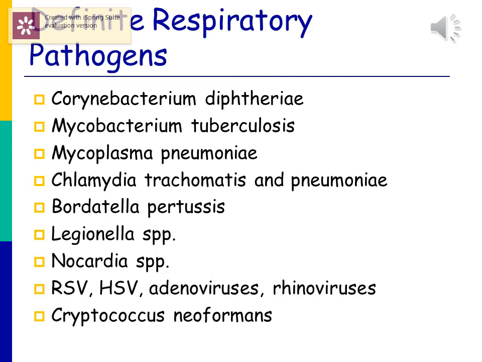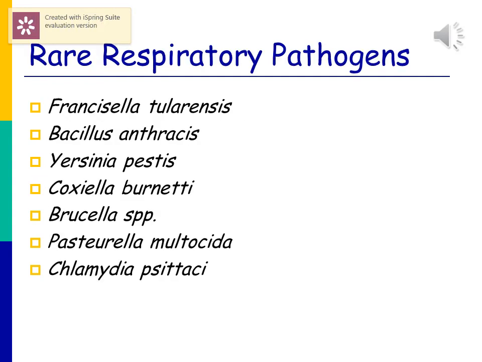So our definite respiratory pathogens, if you isolate one of these organisms, it is most likely causing a problem. So we have Corynebacterium diphtheriae, we have Mycobacterium tuberculosis, Mycoplasma pneumoniae, Chlamydia trachomatis and Chlamydophila pneumoniae, Bordetella pertussis, Legionella species, Nocardia species. Then we have our yeast, Cryptococcus neoformans, and our various viruses.